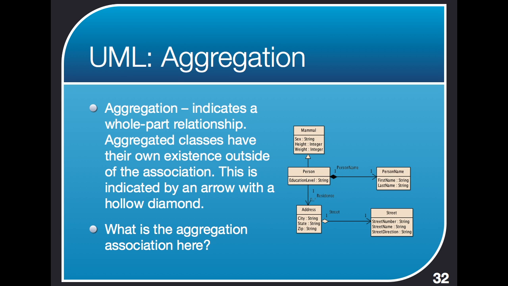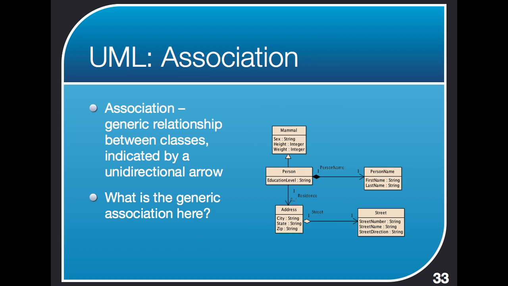That's right, it's that hollow diamond arrow pointing from address to street. An address is made up of a street address, but the street address has existence on its own. Regardless of whether you're talking about a street address as part of a person's address or not, that location on the street still exists. So this has life outside of the context of it being part of this person's address.